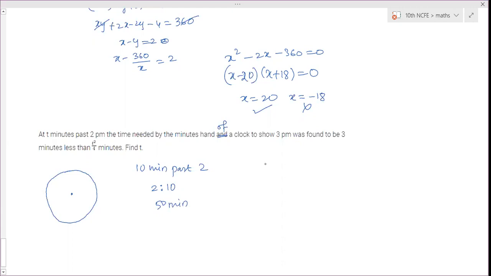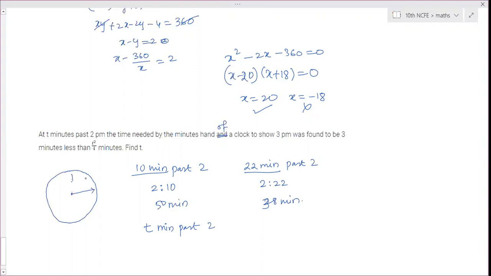Now if it is 22 minutes past 2, what is the time? 2:22. And how much time is left to make 3? 38 minutes. Now here this 22 minutes or 10 minutes, we don't know. We need only t. T minutes past 2 means the minute hand is somewhere after 2 o'clock.